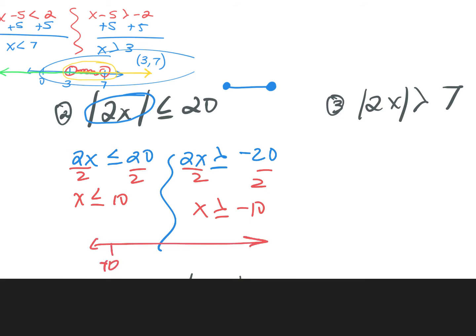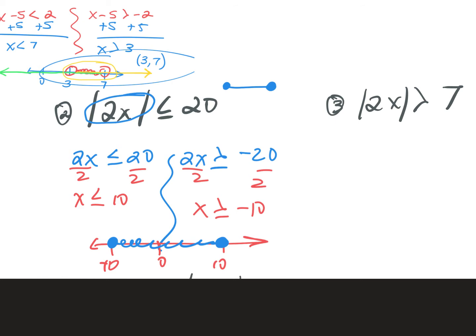Let's graph it. Negative 10 is on this side, 0 is here, positive 10 is here. You guys told me they were closed dots, and you told me to color where? In between. So let's just check. Plug in 0. What's 2 times 0? It's the absolute value of 0, which is 0. Is 0 less than or equal to 20? Yeah. All right, we're good.